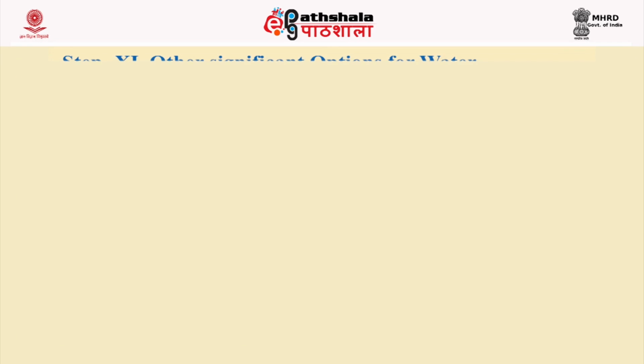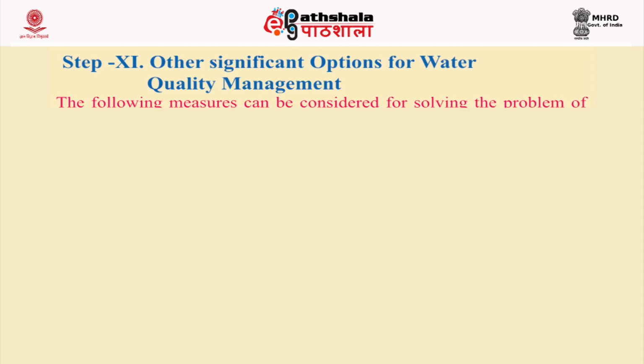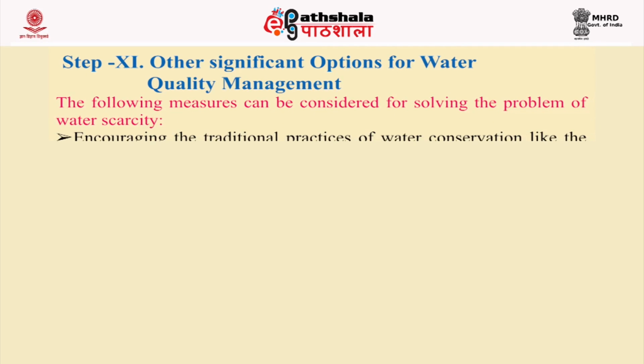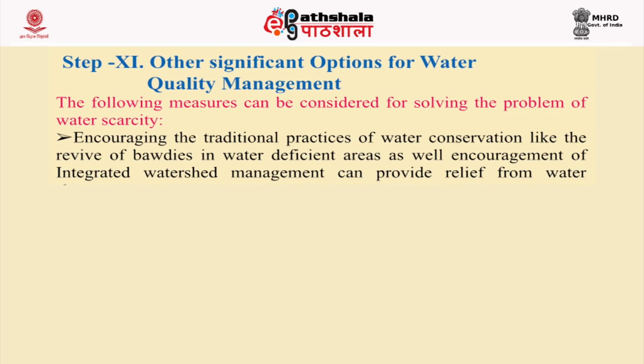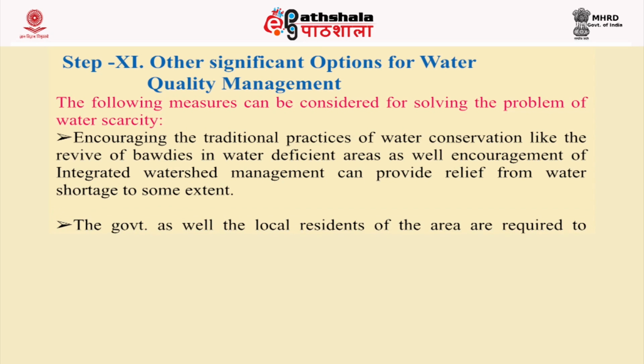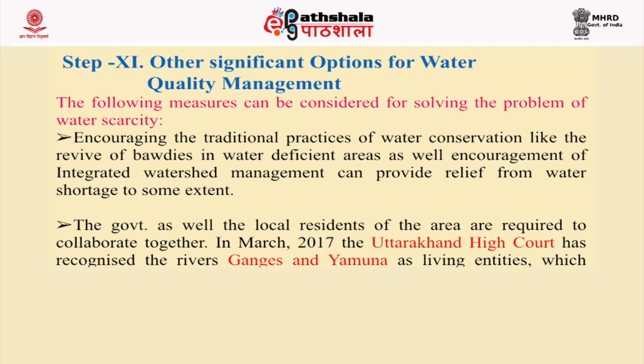And the last step is other significant options for water quality management. The following measures can be considered for solving the problem of water scarcity, like encouraging the traditional practices of water conservation, like the revival of bawdis in water deficient areas, as well as encouragement of integrated watershed management that can provide relief from water shortage to some extent.